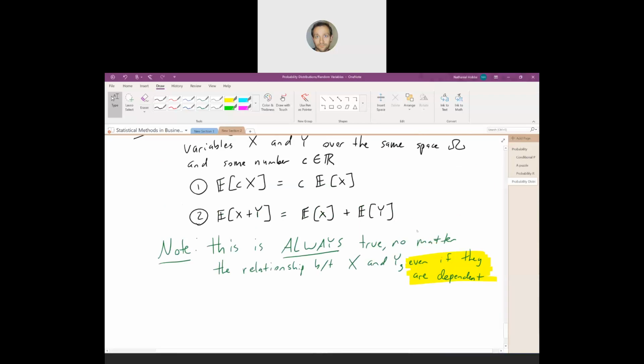These things are true, even if X and Y are dependent on each other. So when you're trying to analyze things individually, like the probabilities of both of the things occurring at the same time, or one occurring and another not occurring, or how they depend on each other, it's a mess. But when you talk about their averages, it's super simple.